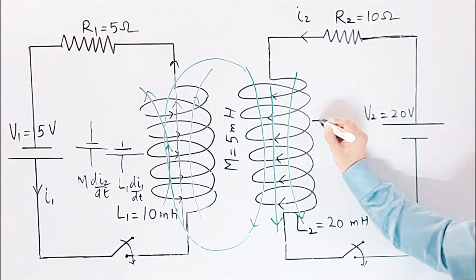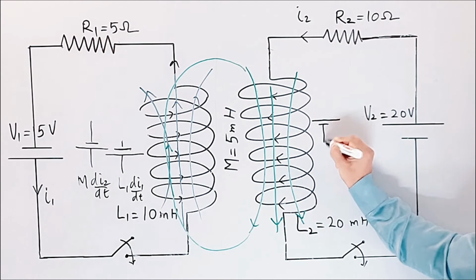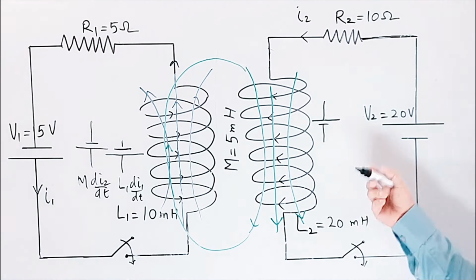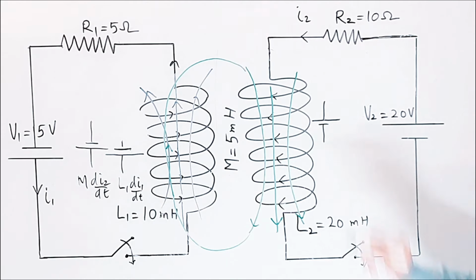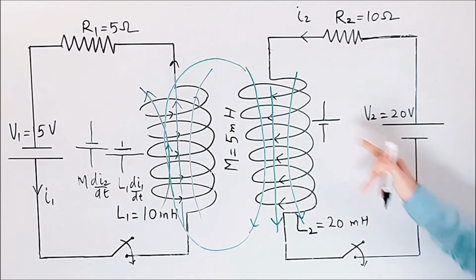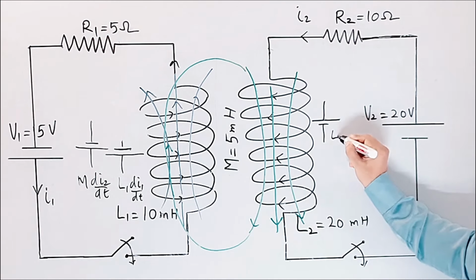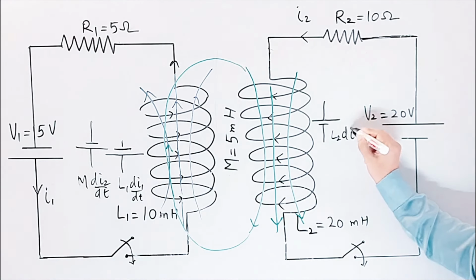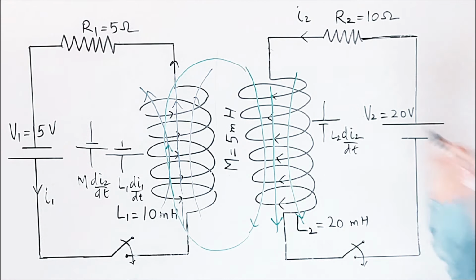So here, if I want to put an induced battery, how much would that battery EMF be? That would be L2 di2 by dt. All right.